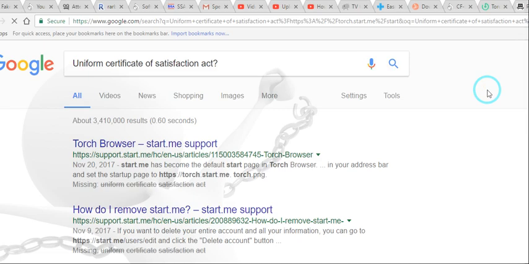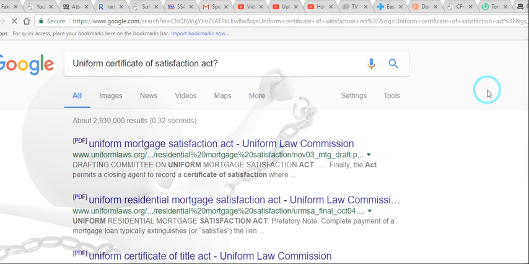Let's see if it's going to take us to where we need to be. Okay, Uniform Mortgage Satisfaction Act. Okay, California has its version. Every state has their version of this act. They are required to. However, what we want is the actual act. So let's go to the act.